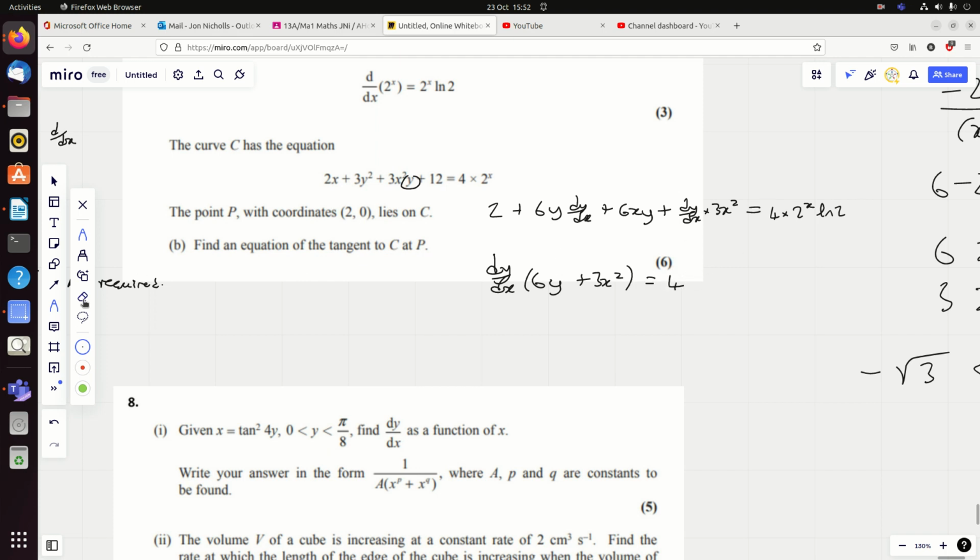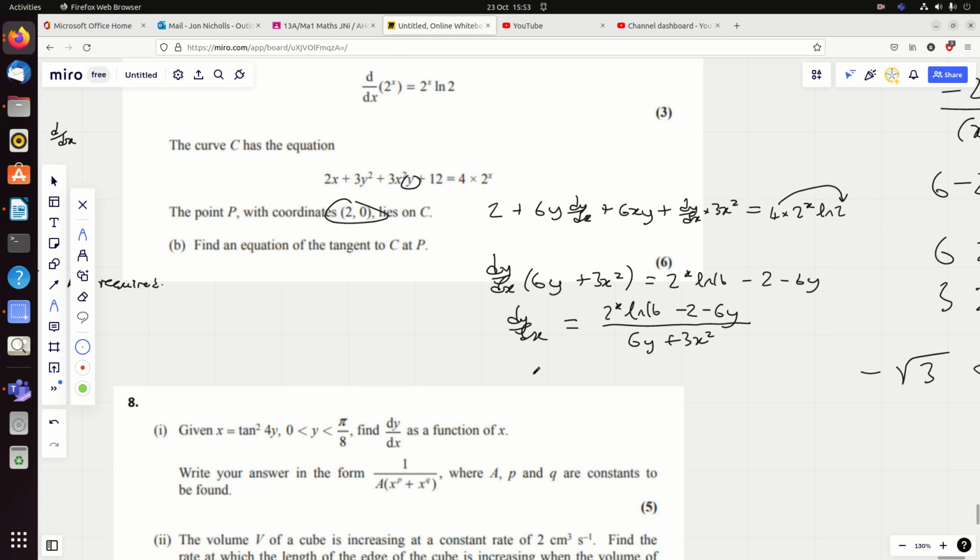I suppose what you could do to make this look a bit more attractive is move that all the way up to be that power there, because it doesn't matter which order we're timesing in. So this is 2 to the x ln 16, and then we've got a minus 2 minus 6y. And then we can work out an expression for dy by dx. It's 2 to the x ln 16 minus 2 minus 6y all over 6y plus 3x squared.